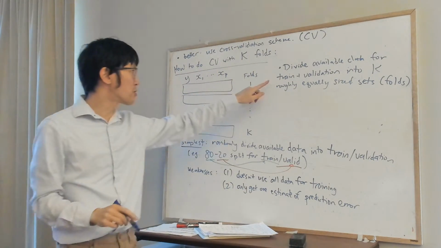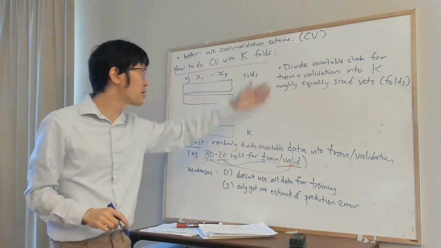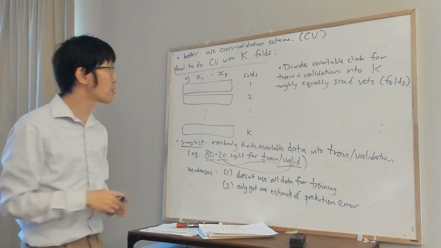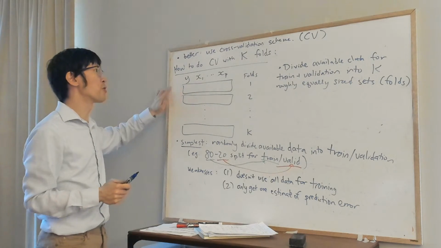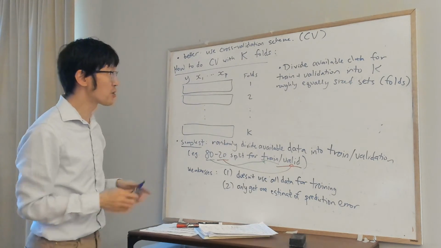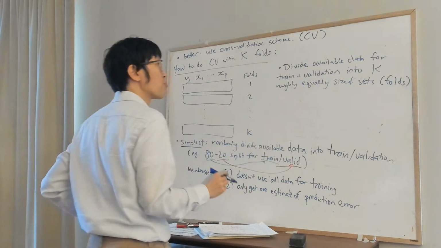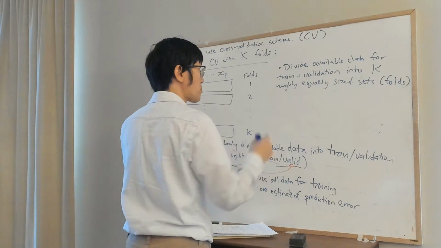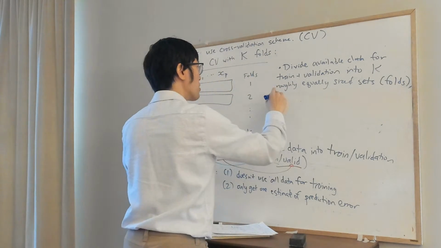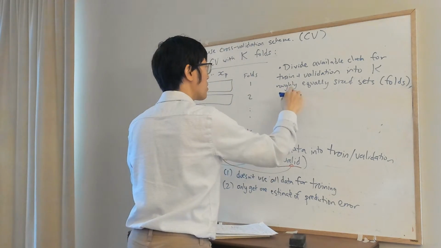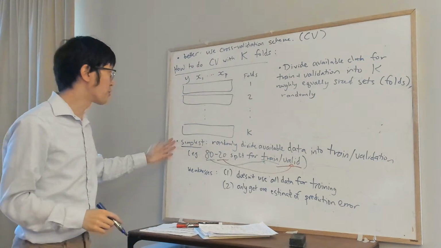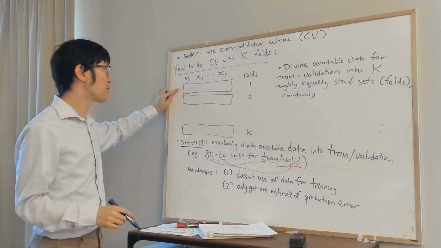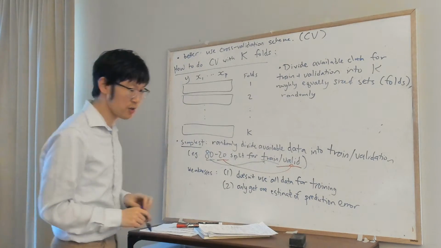Usually we want to do this randomly, but once we divide it, then we can fix the folds for the process of assessment. Okay, usually randomly. So once we divide it, we fix it for the training and validation process on these k folds.